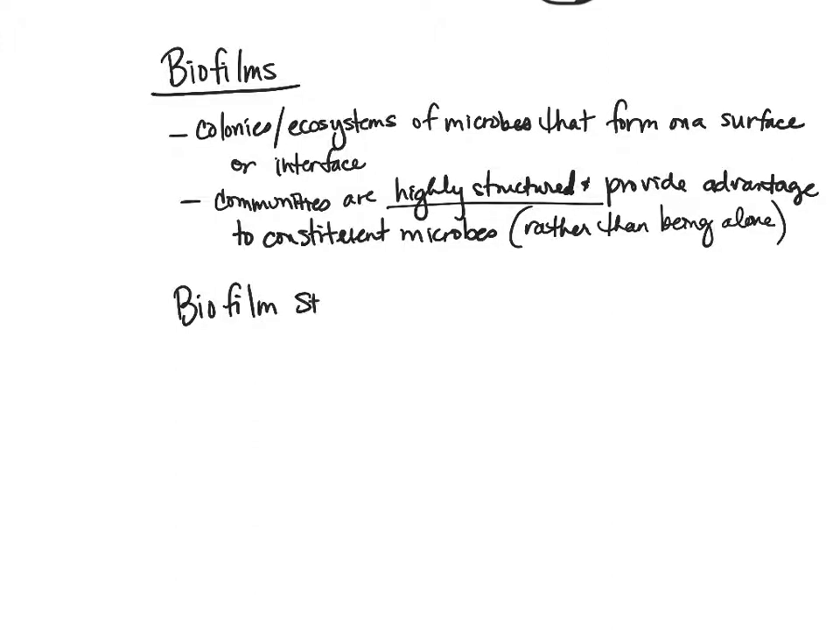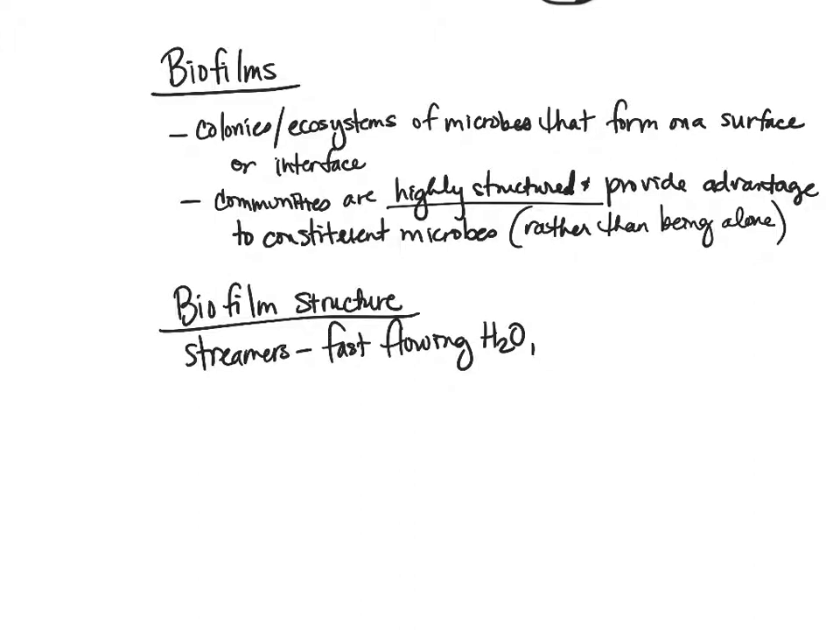structure. So the first piece are called streamers. And we can see streamers in fast-flowing water. So there are kind of two ways to look at biofilms. We can see biofilms in slower-moving water or slower-moving fluid environments, and then we can see them in faster-moving fluid environments. So streamers are going to be in the fast-flowing water.